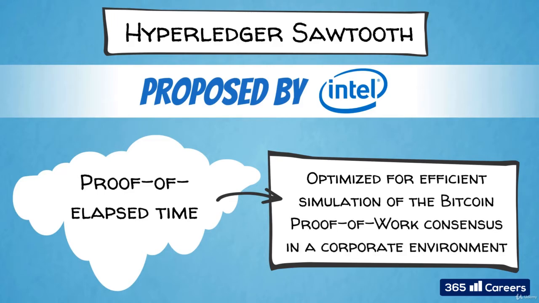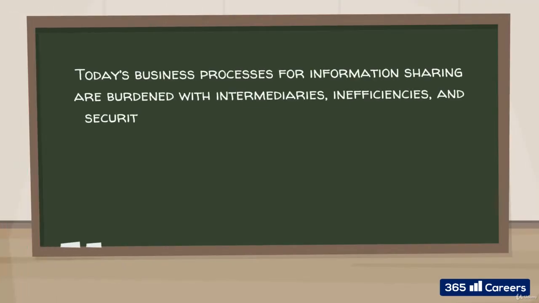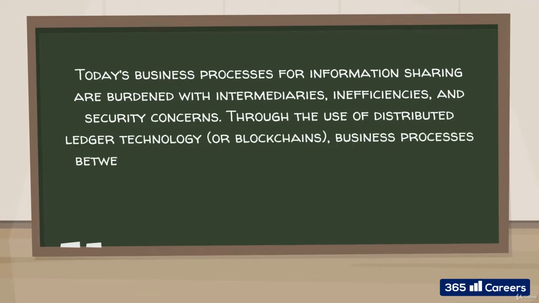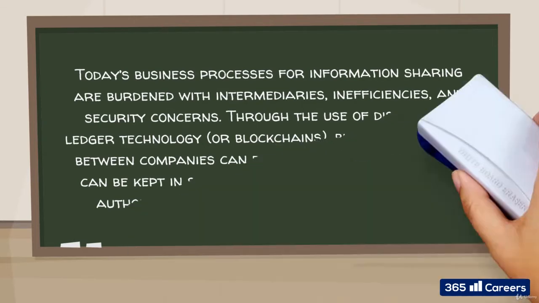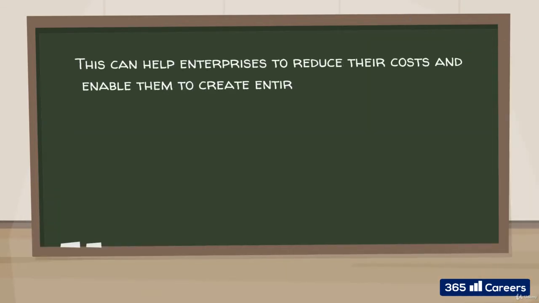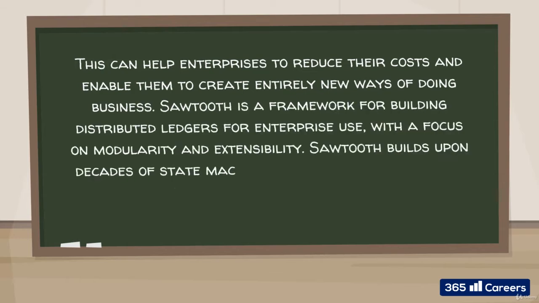The Sawtooth white paper goes along familiar lines. Today's business processes for information sharing are burdened with intermediaries, inefficiencies, and security concerns. Through the use of distributed ledger technology, or blockchains, business processes between companies can be streamlined, and records can be kept in sync without the need for a central authority or manual reconciliation processes. This can help enterprises to reduce their costs and enable them to create entirely new ways of doing business.